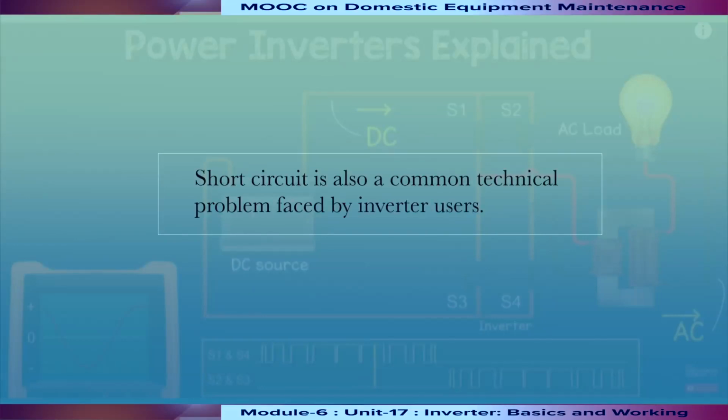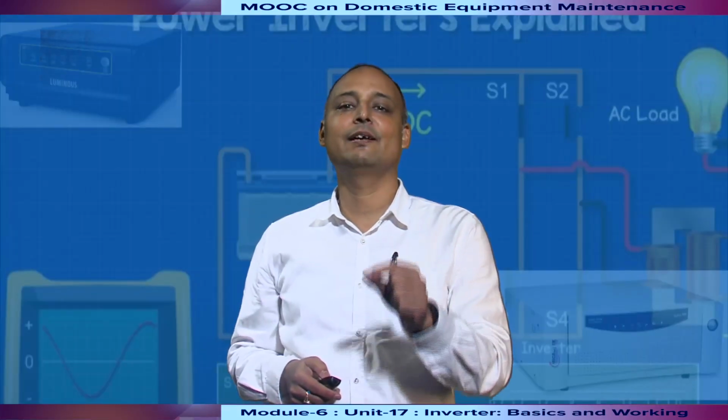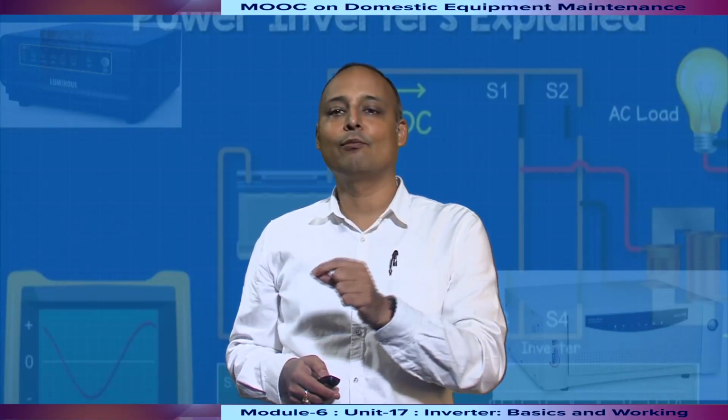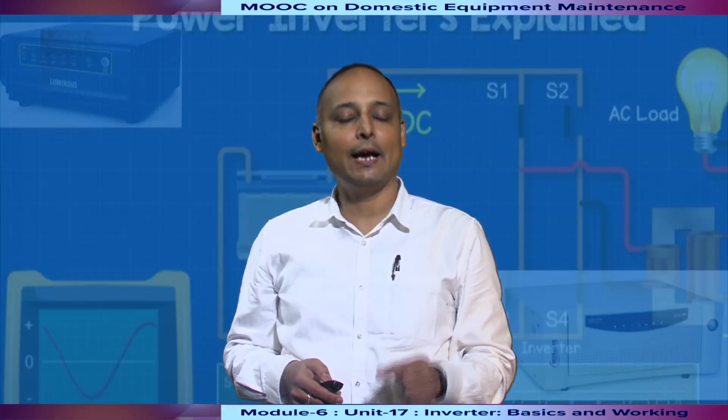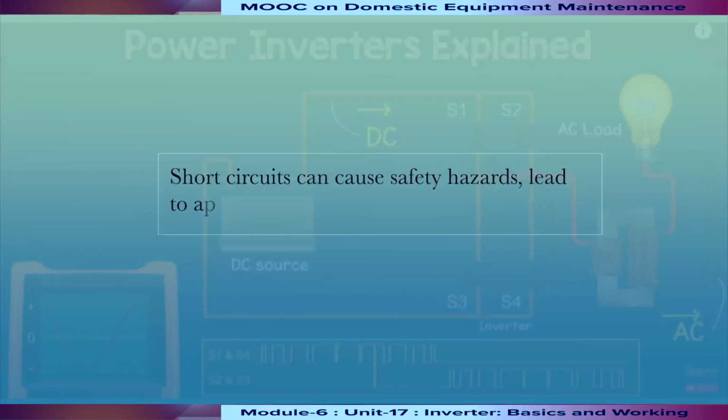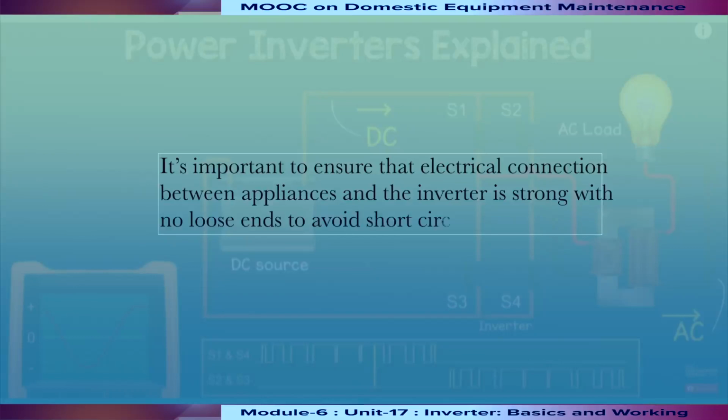Short circuit is also a common technical problem faced by inverter users. This occurs when there is an interruption in the flow of electricity resulting from a poor electrical connection between the inverter and the appliances. Short circuits can cause safety hazards, lead to appliance damage, and possible fire outbreaks. It's important to ensure that the electrical connection between appliances and the inverter is strong with no loose ends to avoid short circuits.